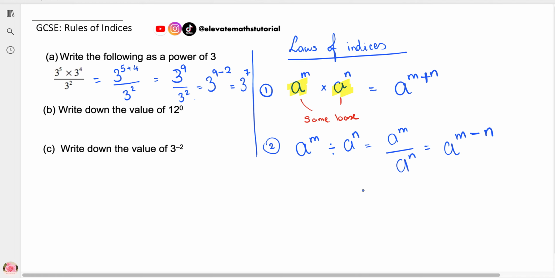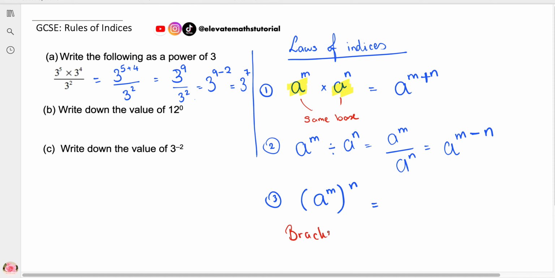In addition to this, I'll go through another two. The next one is when you have a to the power of m, and then you have a bracket around it, and then put a power of n. Okay, brackets means multiplication. Always remember, brackets means times.